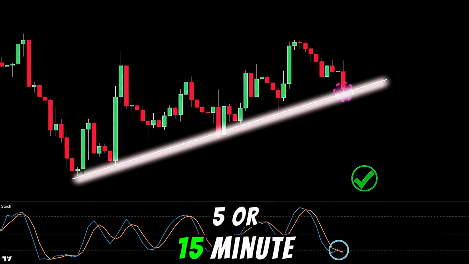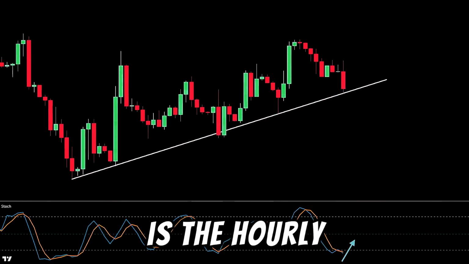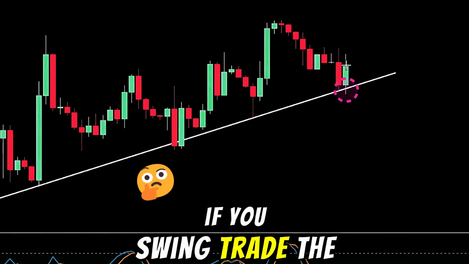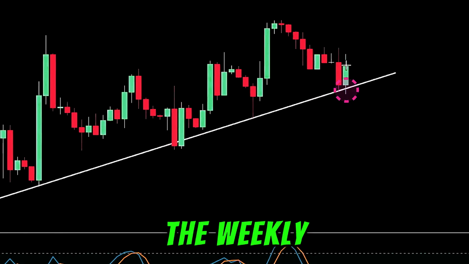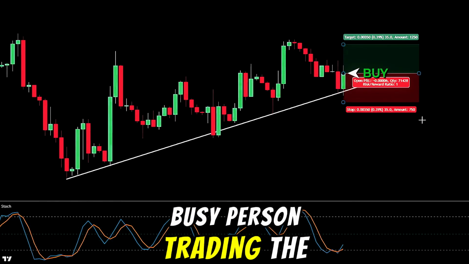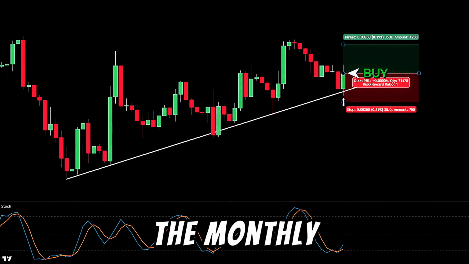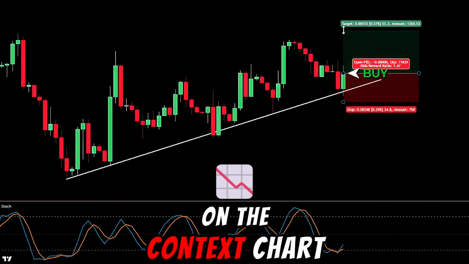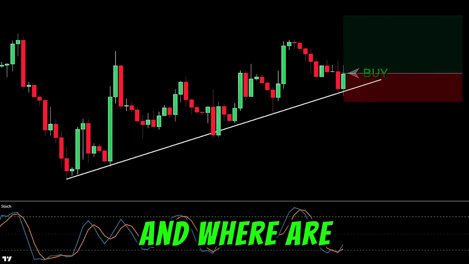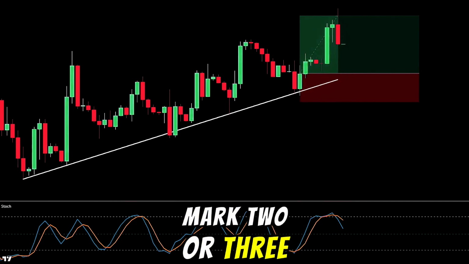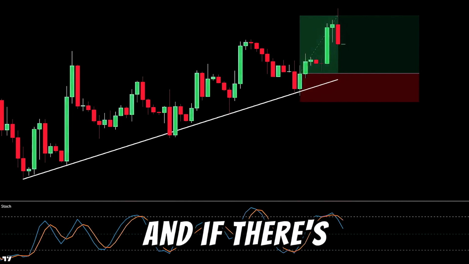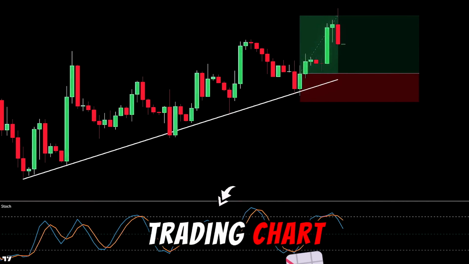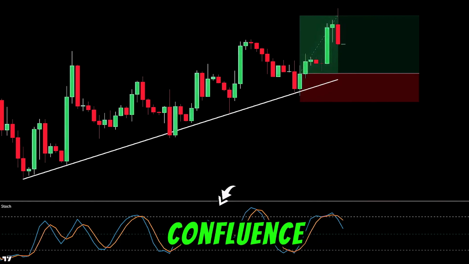If you trade the 5 or 15-minute, your context chart is the hourly. If you trade the hourly, your context is the daily. If you swing trade the 4-hour, your context is the weekly. And if you're a busy person trading the daily chart, your context is the monthly. The workflow is always the same 3 passes. Pass 1 on the context chart. What's the trend, and where are the major levels? Mark 2 or 3 horizontal levels, and if there's a clean one, the higher time frame trend line. Pass 2, back on your trading chart. Draw your line and find the confluence.